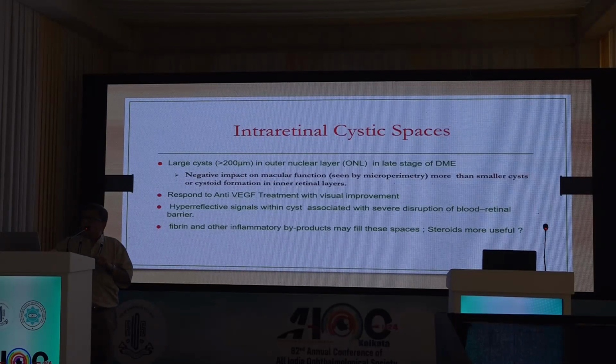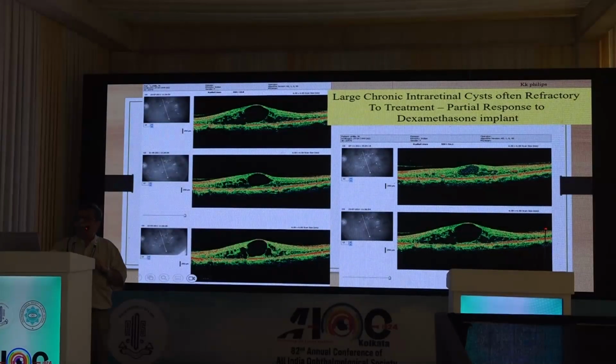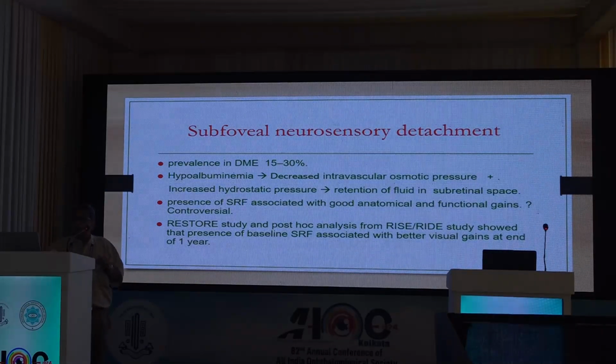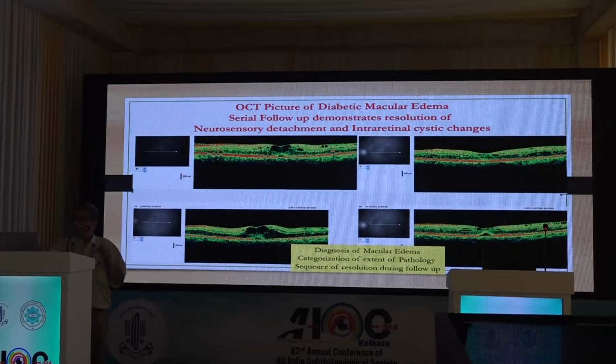Now, the important thing is to treat them and see the response, and you can pick that up. You see here, this was a patient who was being treated with an anti-VEGF agent, was not responding, and finally was given an Ozurdex, and you see the response started coming within a month. Subfoveal neurosensory detachment occurs in 15 to 30%, and may be related to either hypoalbuminemia or the patient having hypertension. They affect the vision much less, but they can.